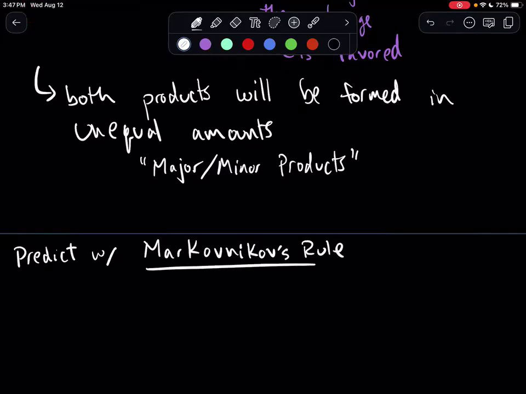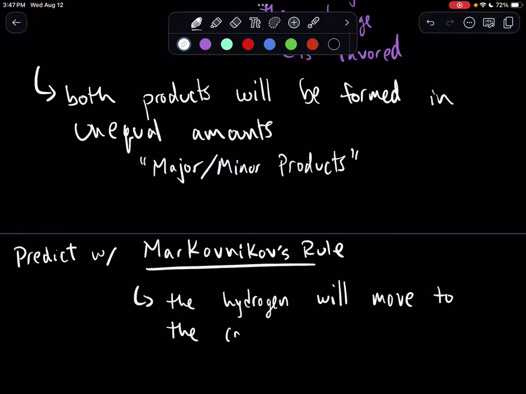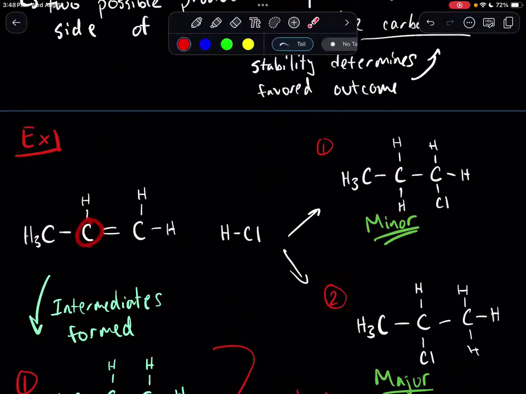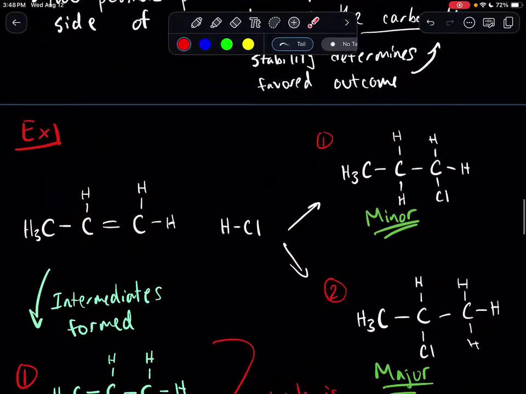Markovnikov's rule. Now, the rule basically states that the hydrogen will move to the carbon with more hydrogen. Now, this goes with water and our hydrogen halides. If we look at our previous example, this carbon only has one hydrogen. This carbon has two hydrogens. Thus, the hydrogen will move to that carbon that already has more. So hydrogens want to stick together, or the rich get richer with hydrogen, however you want to look at it.